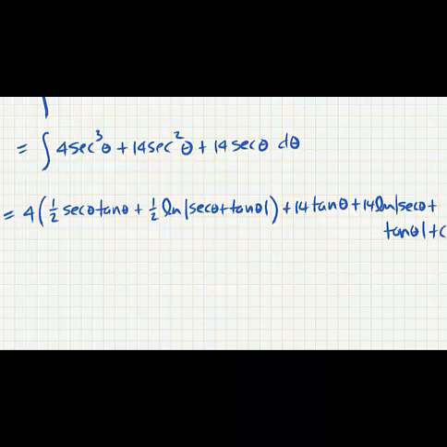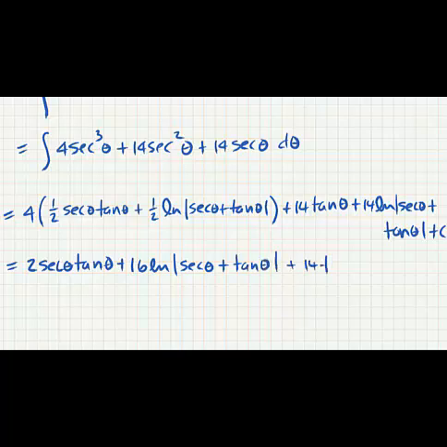Okay. Let's distribute the 4 and go from there. So we're going to have 2 secant tangent right here, plus 2 natural log secant plus tangent. But over here we have a natural log of secant plus tangent multiplied by 14. So that's going to end up being 16 natural log absolute value secant plus tangent plus 14 tangent theta plus an integration constant.